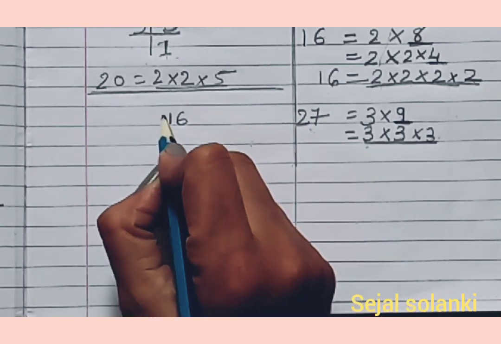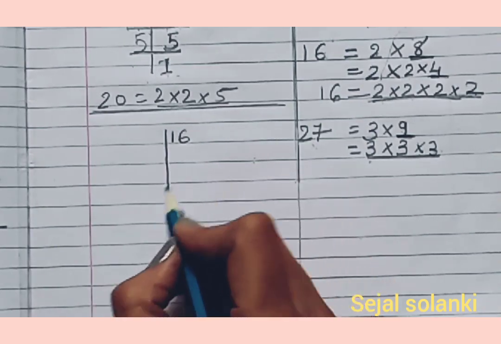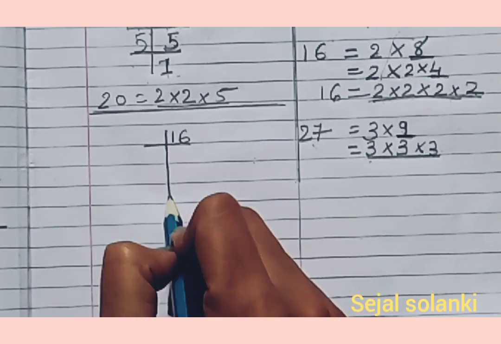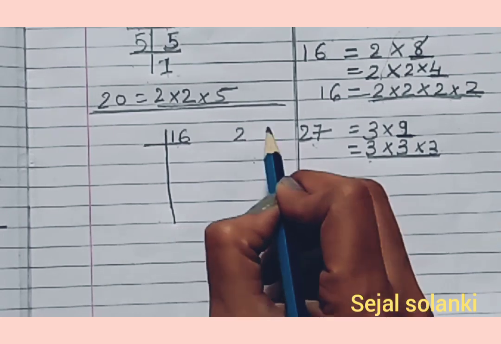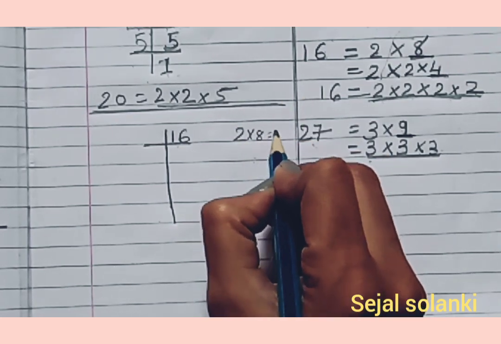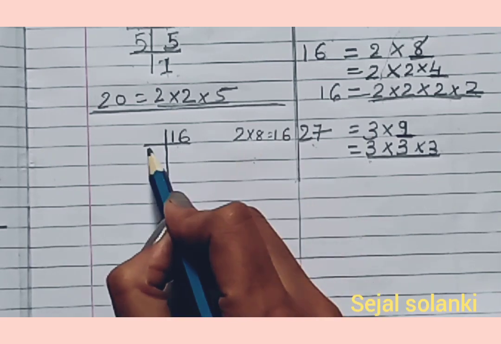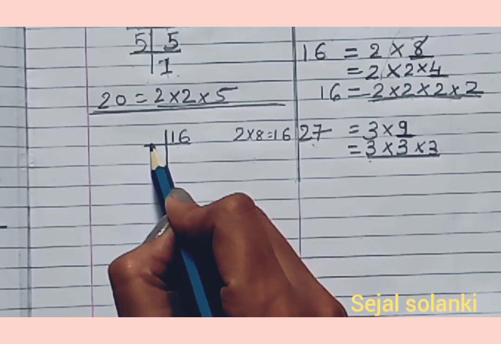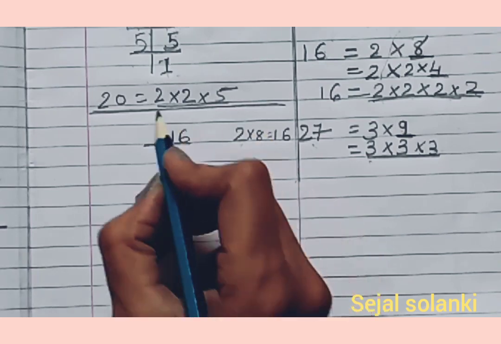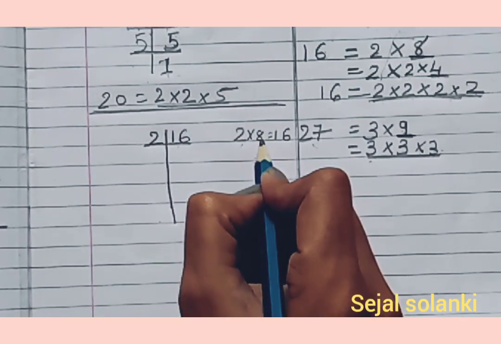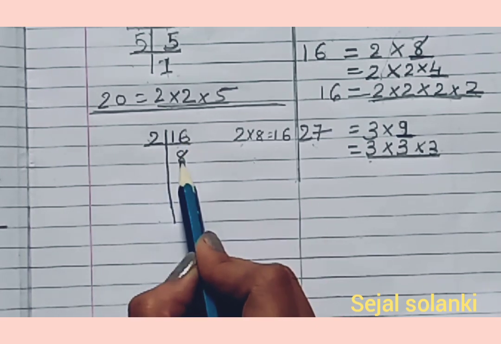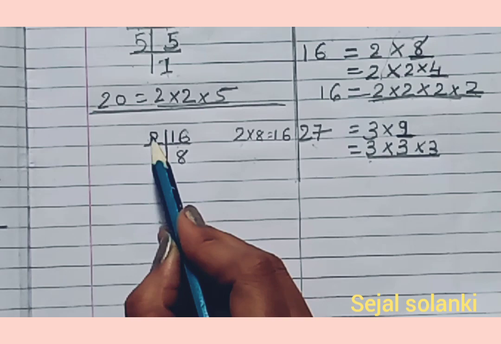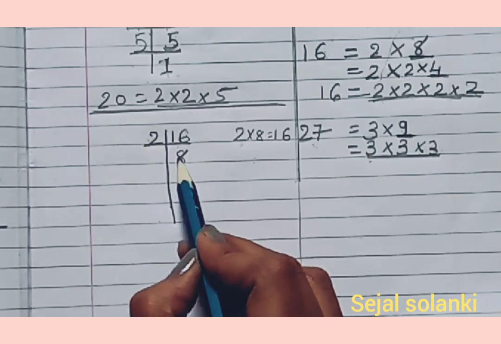At the left side of the number we will first draw a line. Now it is an even number, so 16 can be divided by 2. In the table of 2, yes, 2 8s are 16. So here which number will we write? The prime number. Which is the prime number? 2. So 2 we will write here. We will write the product here, 2 8s are 16.